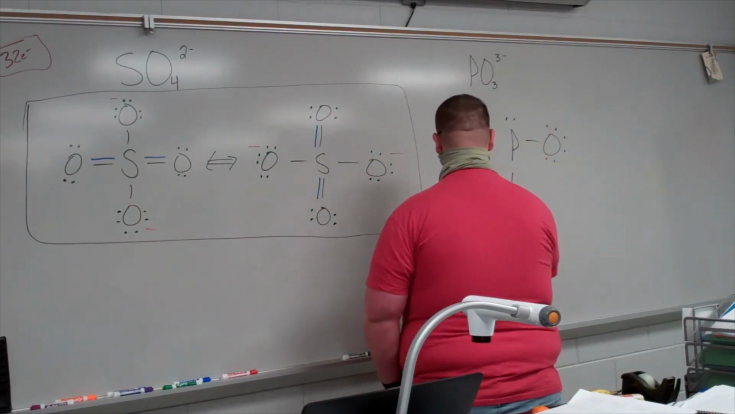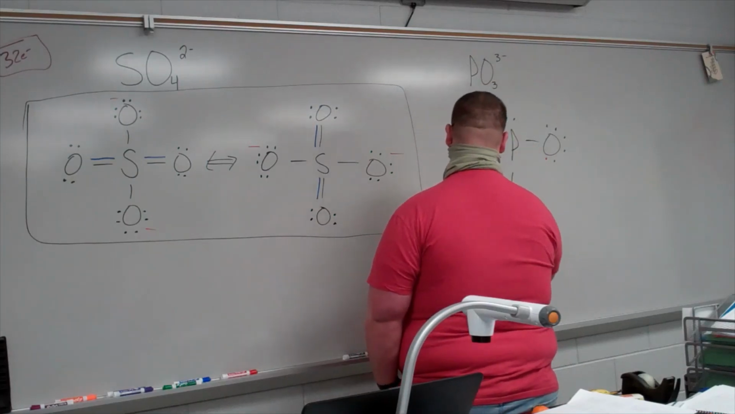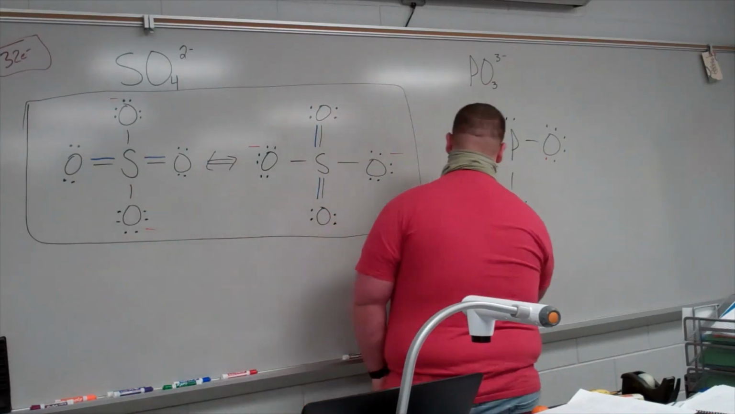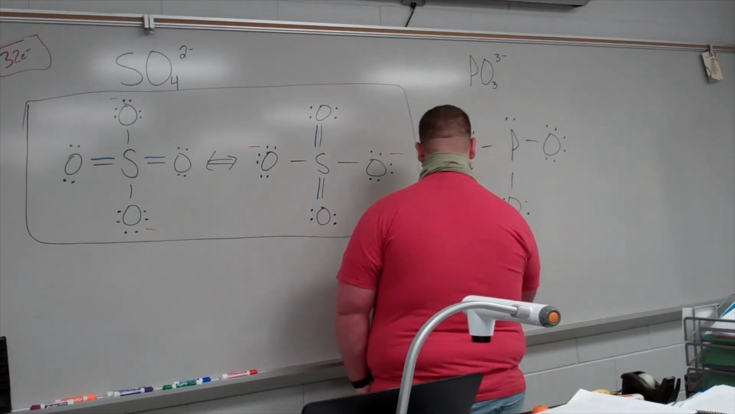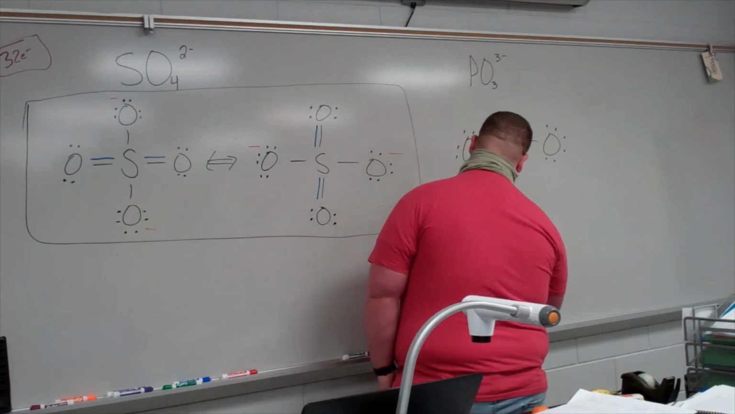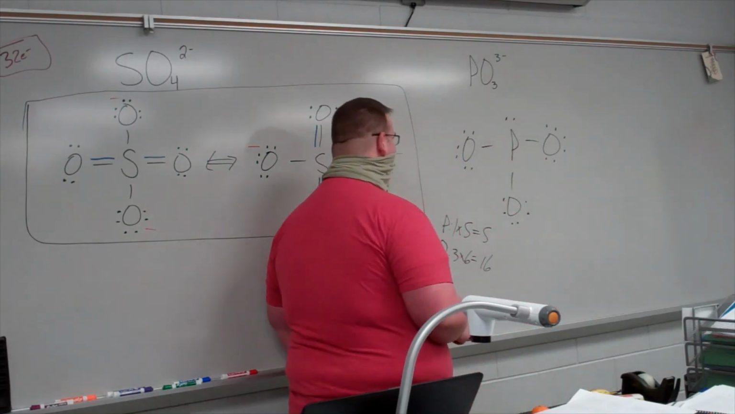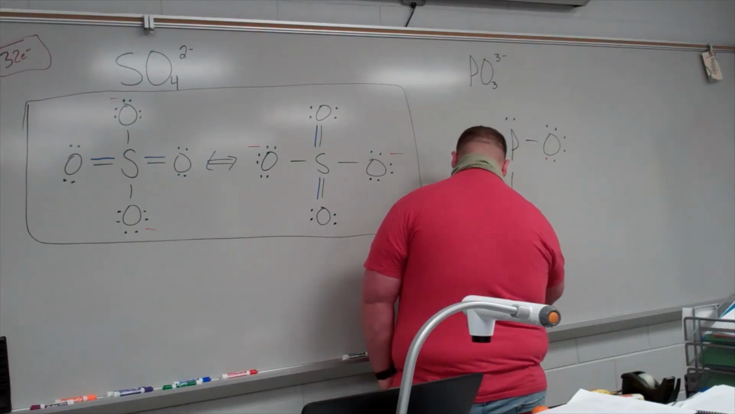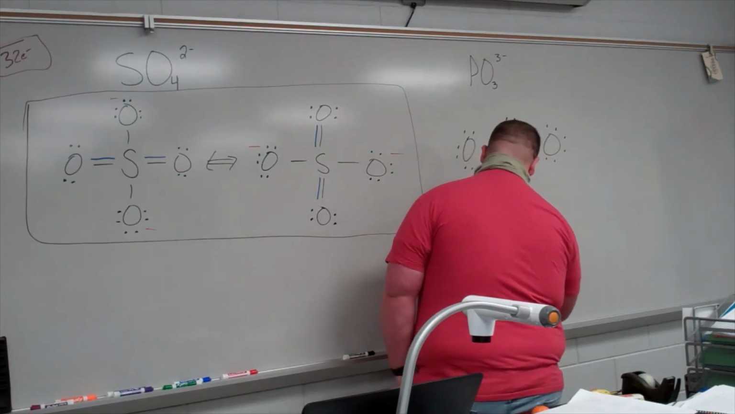So for phosphorus, I have 1 phosphorus. Phosphorus is in the 15th column, so it will have 5 valence electrons. So 1 times 5 is 5. Oxygen, I have 3 oxygens. 3 times 6, that is 18. Sorry, I got caught on the 6. 3 times 6 is 18.